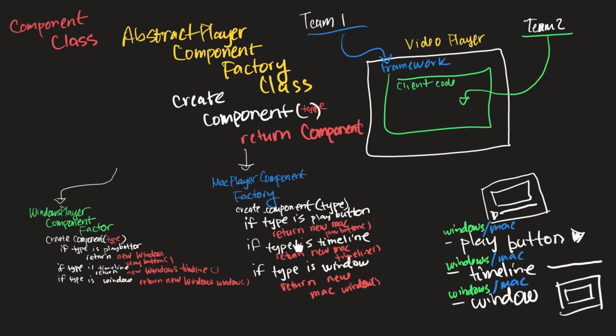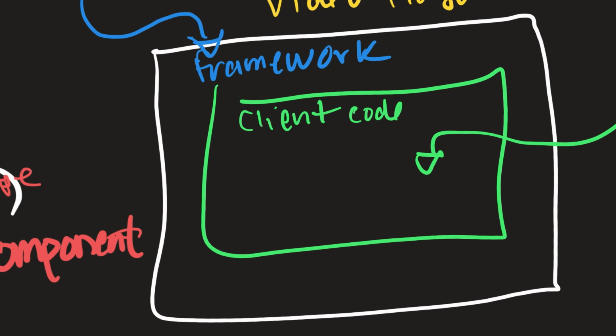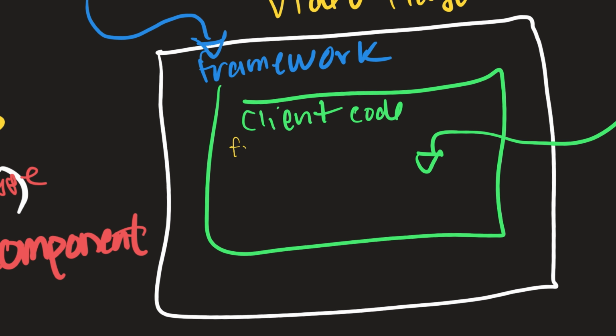Now we have to get through the rest of this to understand why this is useful, so just stick with me. Like I said, this application is going to be cross-platform. So depending on which platform this application is running on, the client code is going to be working with a different factory. But the client code isn't going to need to care about which concrete class it gets. The client code's only going to know about this abstract player component factory class. So if we zoom in here to the client code, it's simply going to receive a factory. And with that factory, the client code will simply be able to do this.